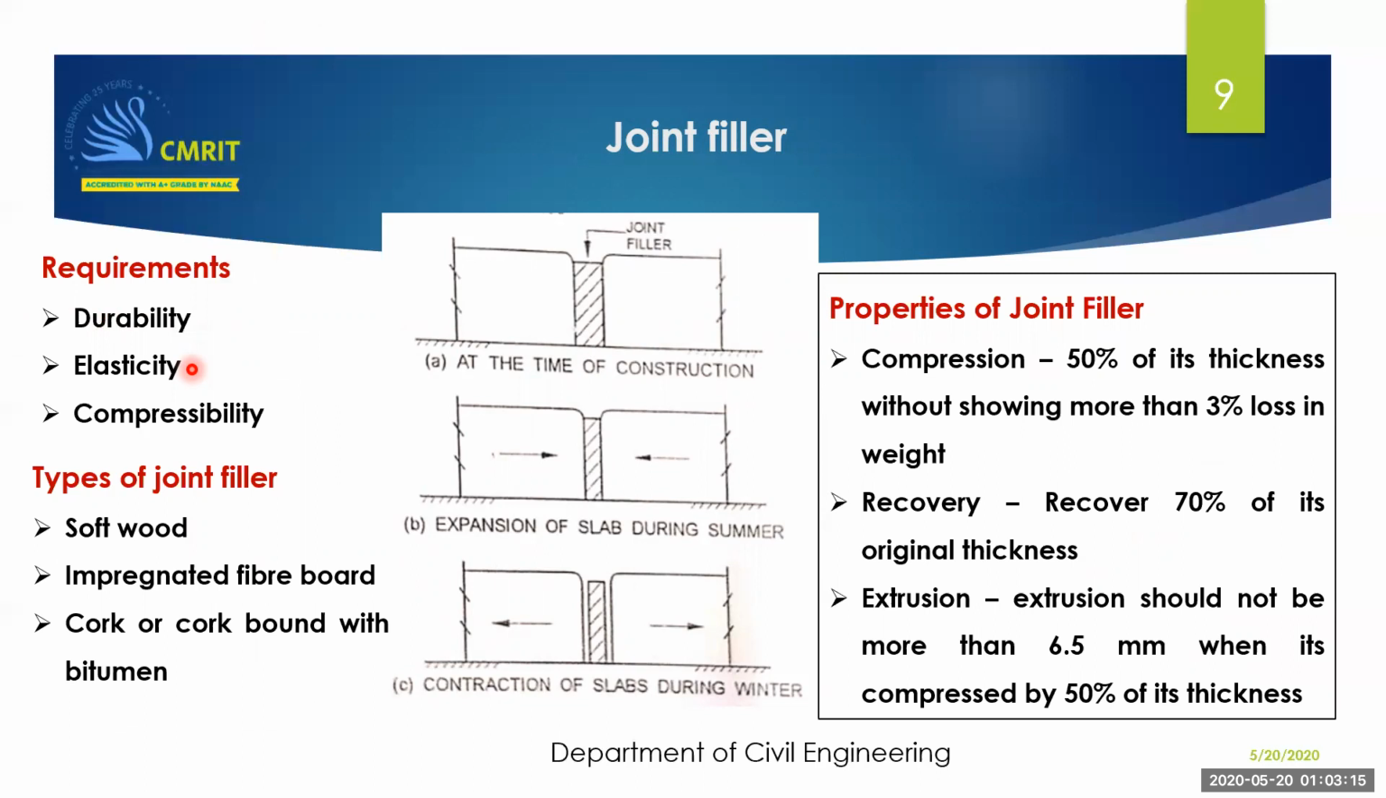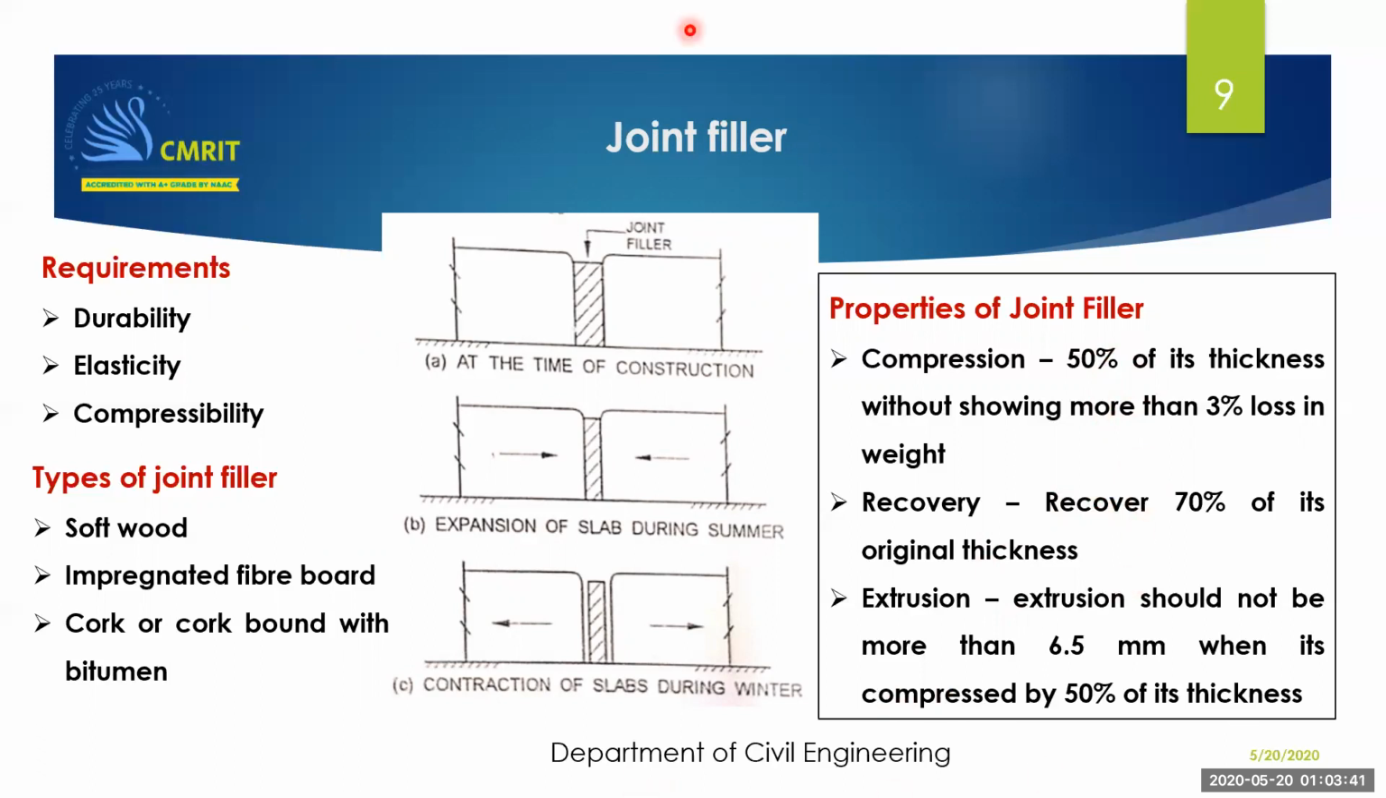Generally, softwood, fiber board, and cork are the materials that are generally used as filler material. The characteristics are that it should be able to compress to 50% of its thickness without showing more than 3% loss in weight. At the same time, it should have an elasticity such that 70% of its shape is recovered.